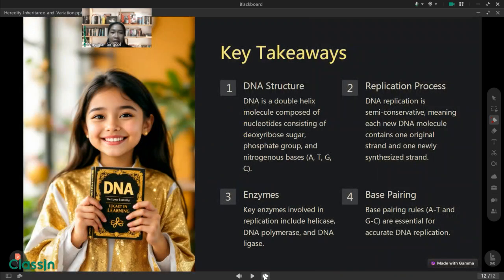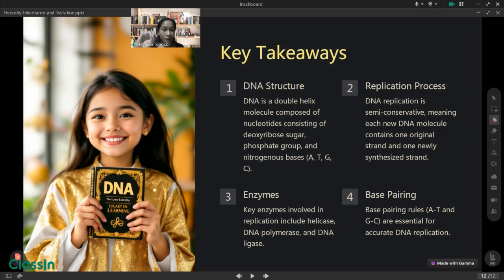So what are the key takeaways with our lessons today? So first, DNA structure. So DNA structure, this is a double helix molecule composed of nucleotides consisting of the first is the pentose sugar or the deoxyribose sugar. Next is the phosphate groups. Then the nitrogenous bases, which is four components composed of adenine, thymine, guanine, and cytosine. So another one is the replication process. So DNA replication is semi-conservative, meaning each new DNA molecule contains one original strand and one newly synthesized strand.